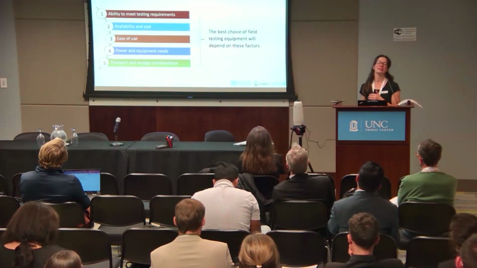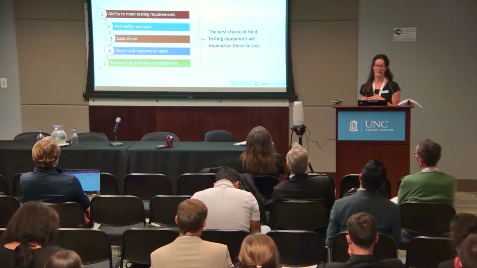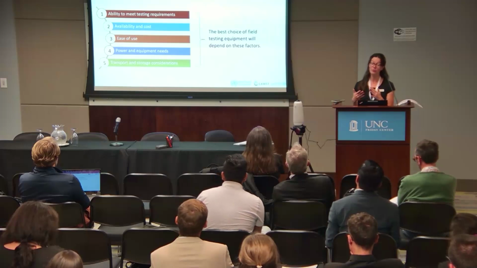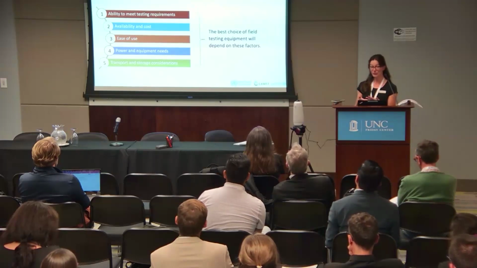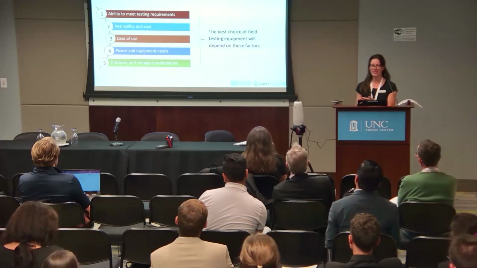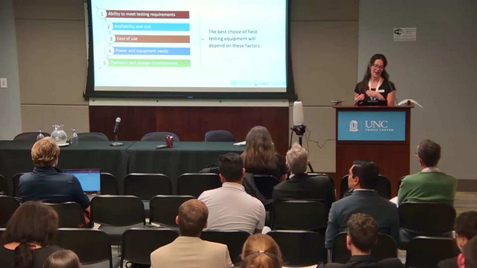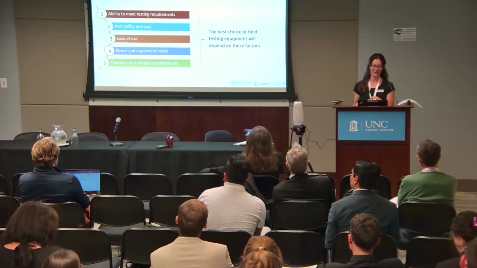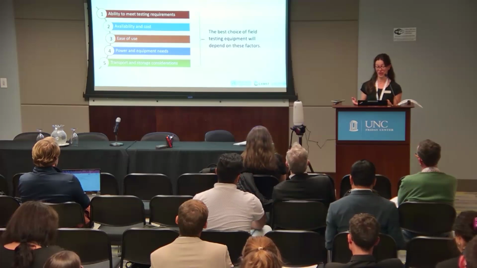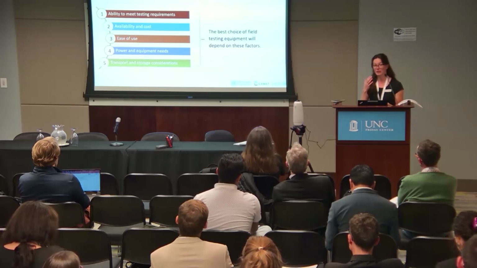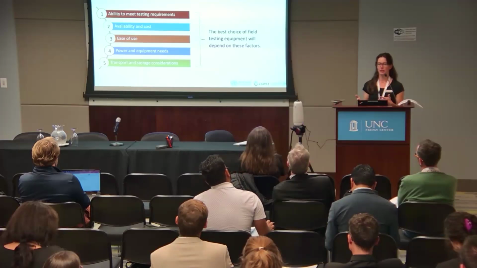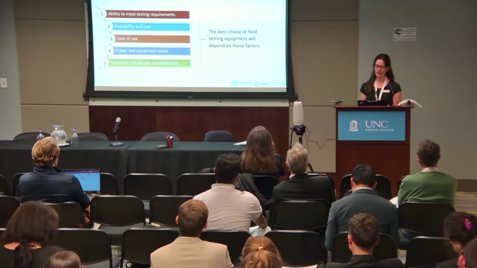So I'll go over the main categories that we cover in chapter 3. These are things that would need to be considered, or that could be considered, when selecting field testing equipment. As we heard before, and was mentioned in the presentation before this, first is the ability to meet testing requirements. So does it test the same parameters that you're looking for? Has the performance been validated? Does it cover the lower limit of detection if you're trying to measure 1 CFU per 100 milliliters?